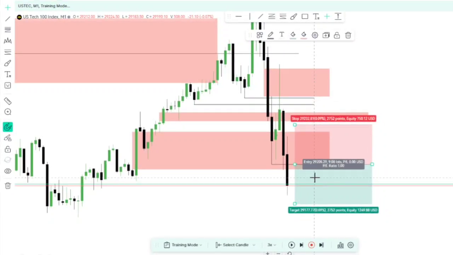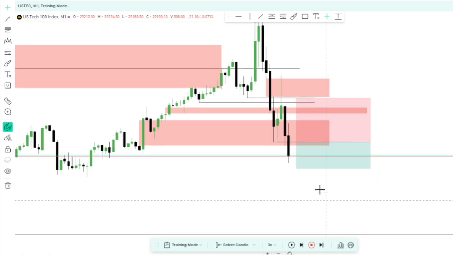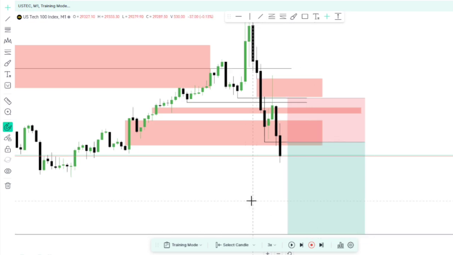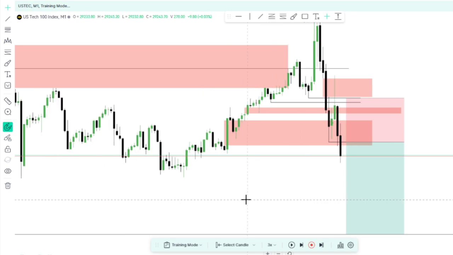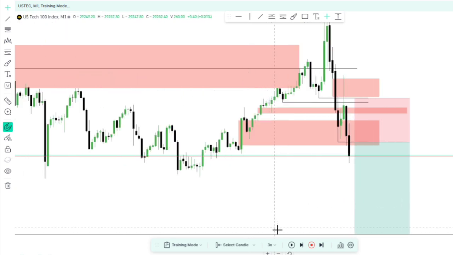My entry was around this order block, and my stop loss was, I think, a bit above this. I think it was around this point, and I was aiming for 1 to 2 R. I was aiming for around this low. So this was the process, this was how I was able to find my sellers, and this was how I took the trade.